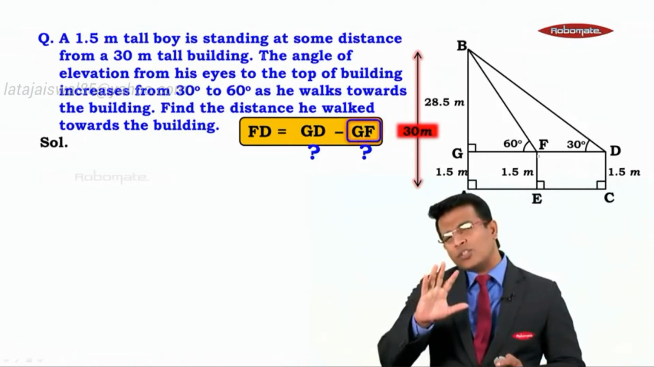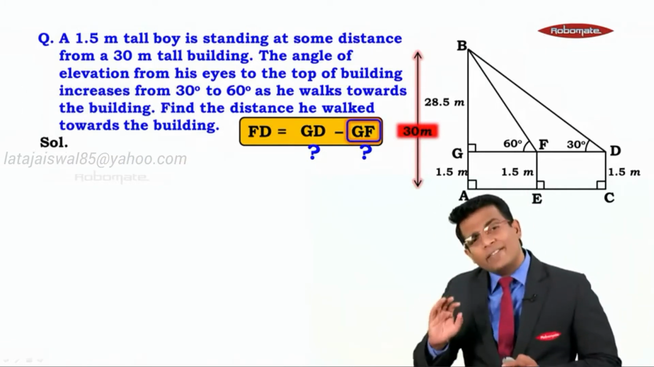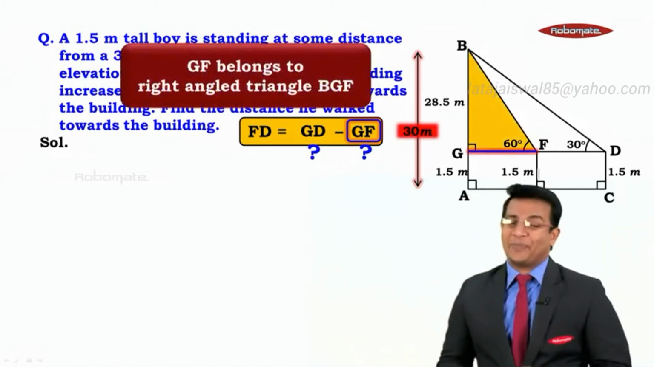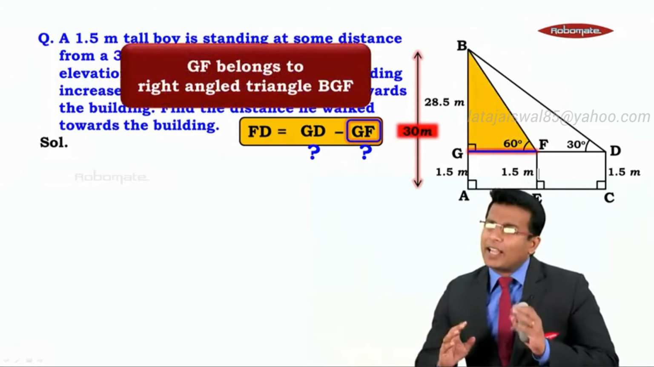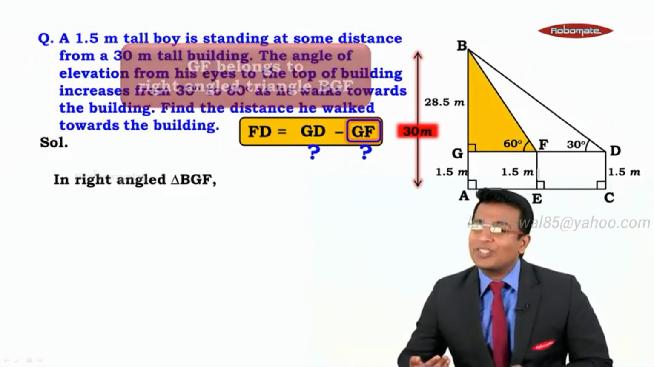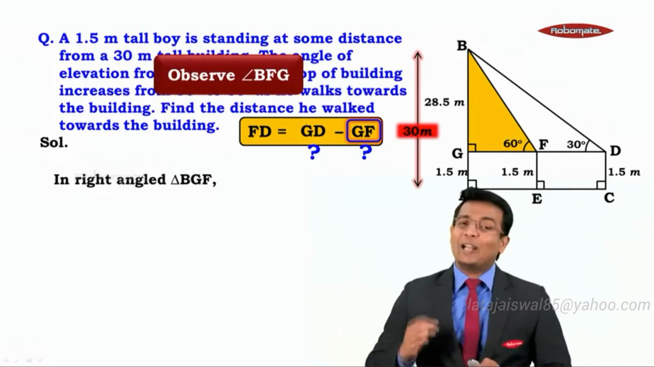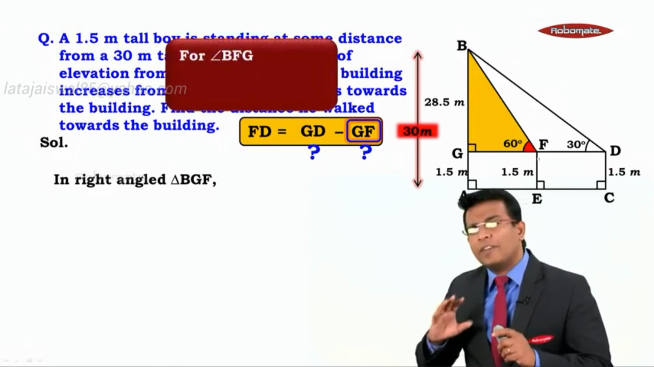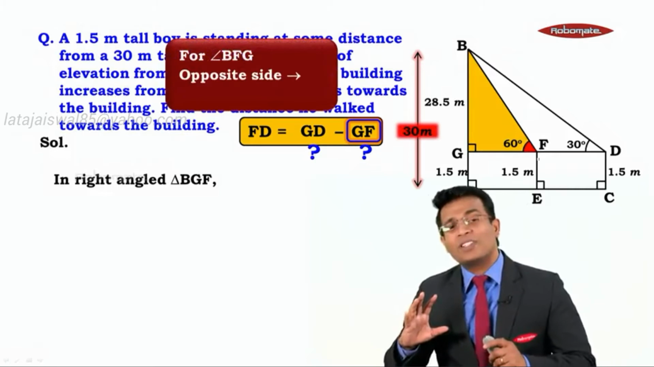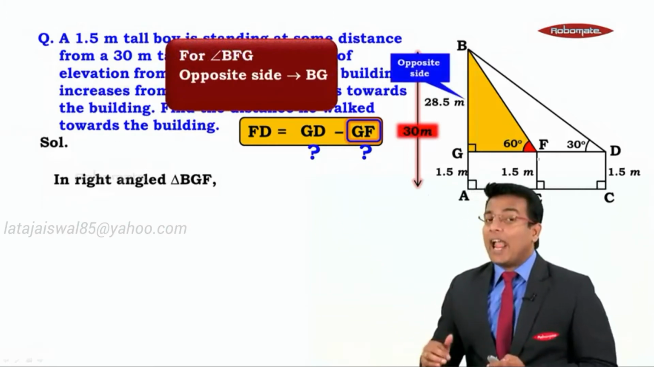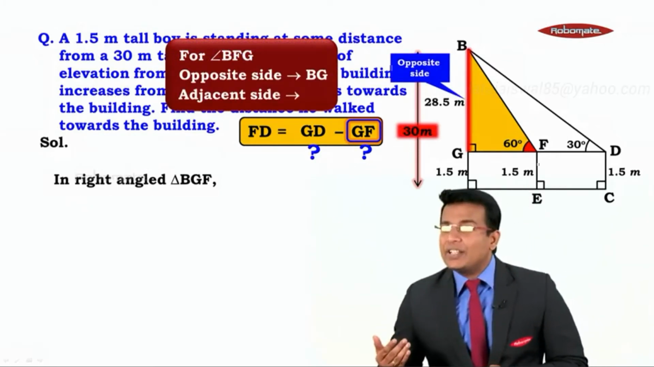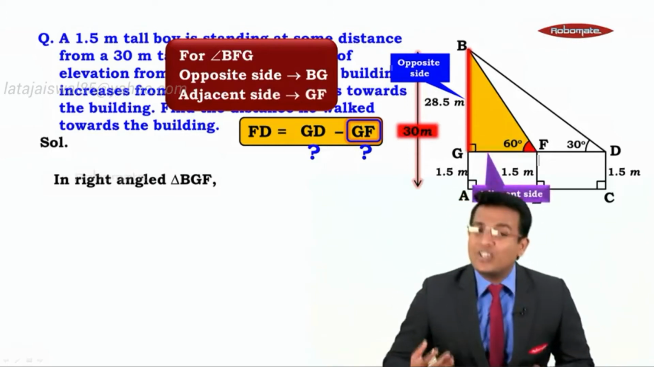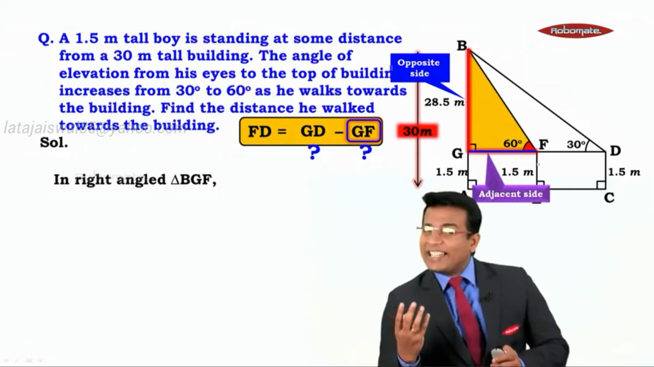So let's say we focus on GF first. Observe that GF belongs to a right angle triangle BGF. And in this right angle triangle, we have an acute angle given to us, which is 60 degrees, that is angle BFG. For that angle, observe which side is known to us. It's the opposite side BG, and we need to find the adjacent side GF. So here we are talking about a ratio which involves opposite side and adjacent side.